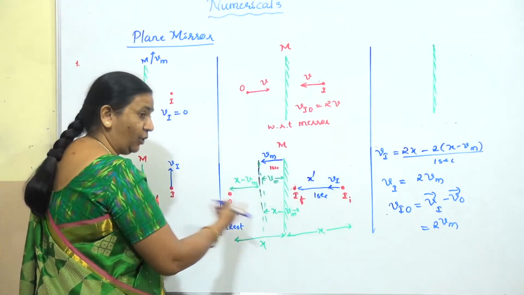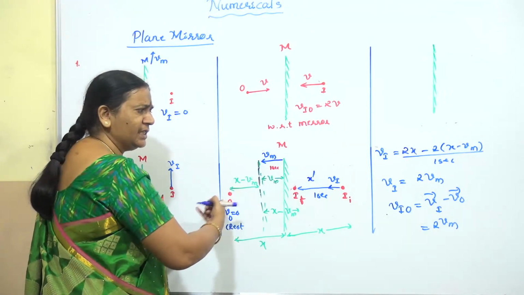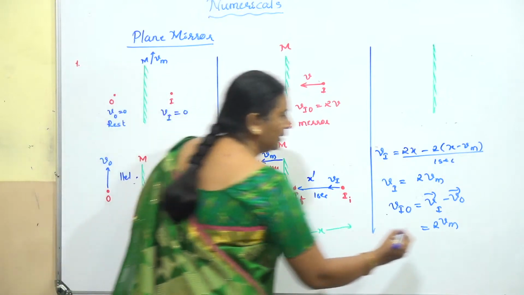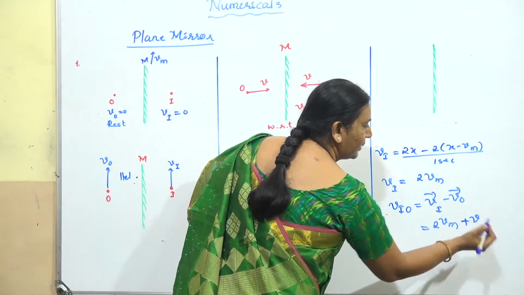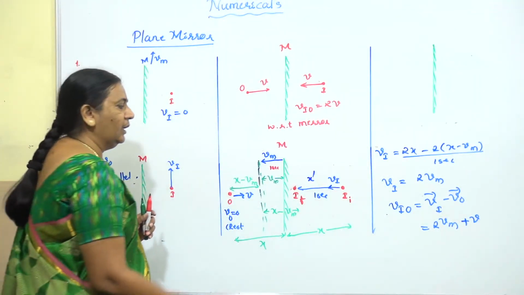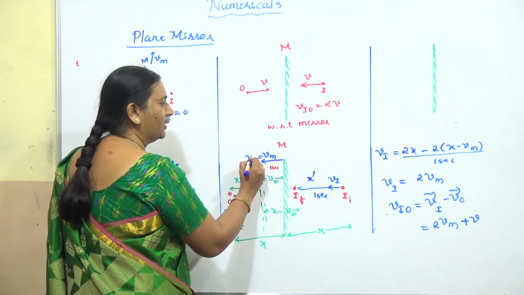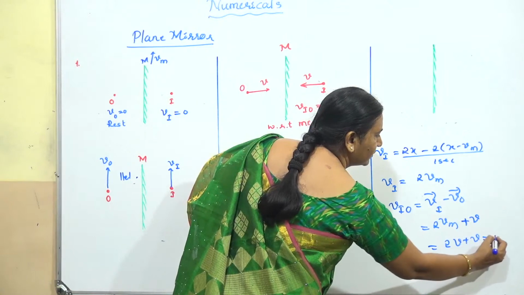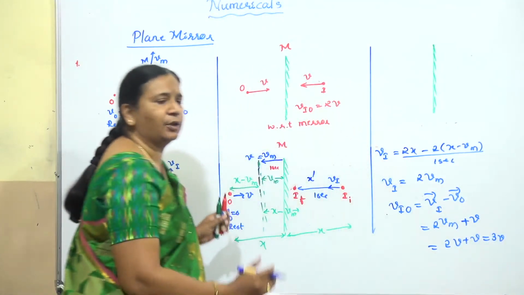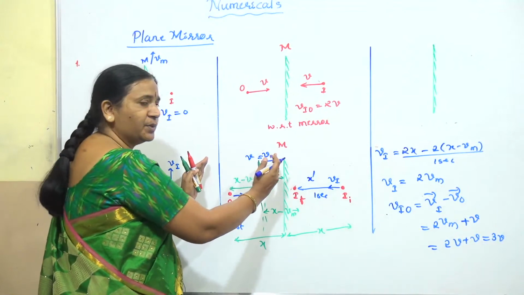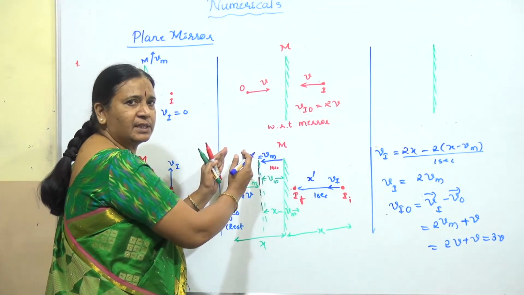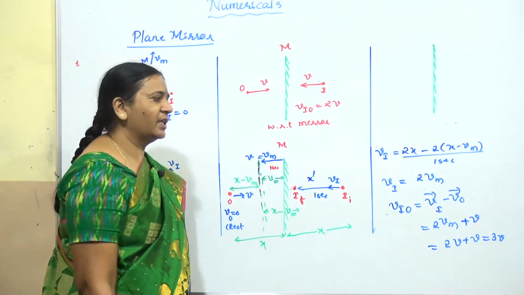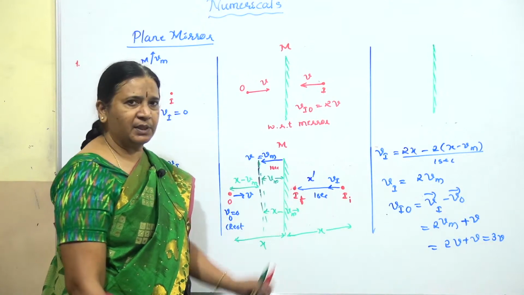In this case, if the object is moving in this direction, say with speed v, that becomes minus of minus, plus. Got it? If this is also moving with v itself, then it becomes 2 times v plus v, which is 3v. If the mirror and the object are moving with the same speed towards each other, then the velocity of the image with respect to the object becomes 3 times v. Hope the concept is clear.